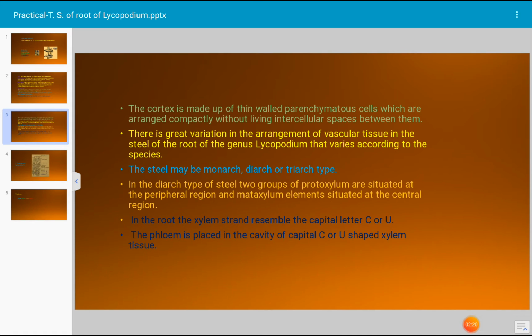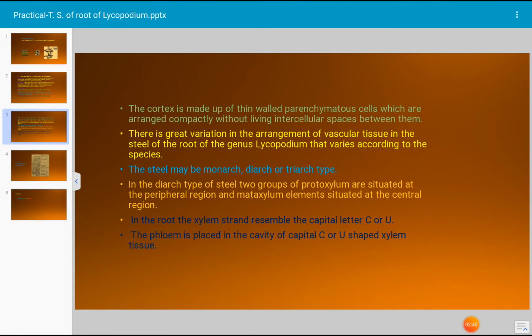There is a great variation in the arrangement of vascular tissue in the stele of the root of the genus Lycopodium that varies according to the species. Okay. The stele may be monarch type or diarch type or triarch type. That depends on the type of species.